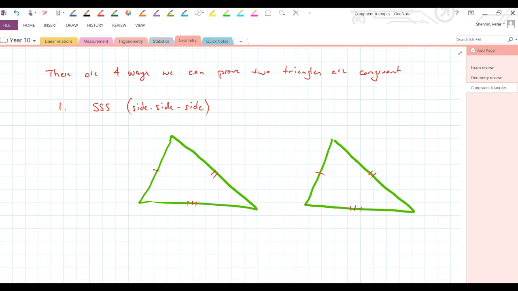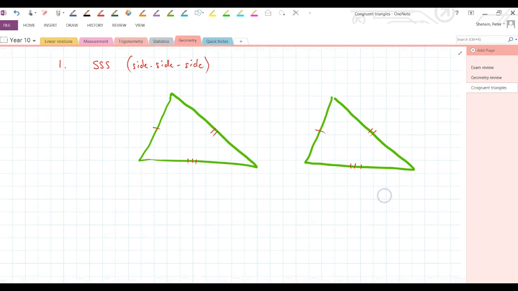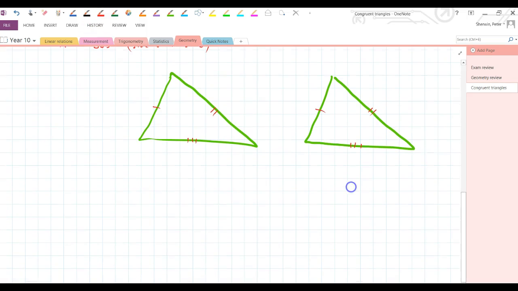It's impossible. So if we have that information, so 3 pairs of corresponding sides are equal, then what that means is they're absolutely exactly the same, which means therefore we've got 3 pairs of angles that we didn't have given to us, but we can now deduce that we've also got 3 pairs of corresponding angles equal. So that's the side, side, side. That's the most straightforward one. Proof 2 is SAS, side, angle, side.